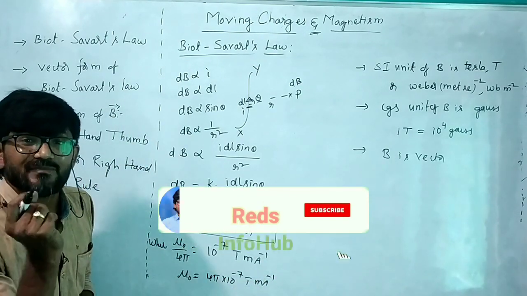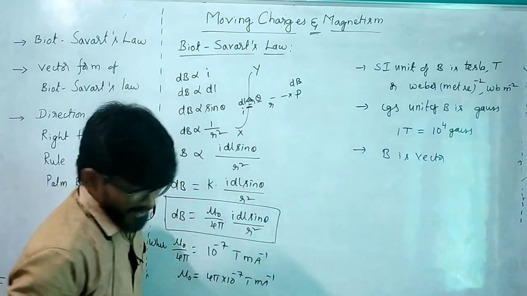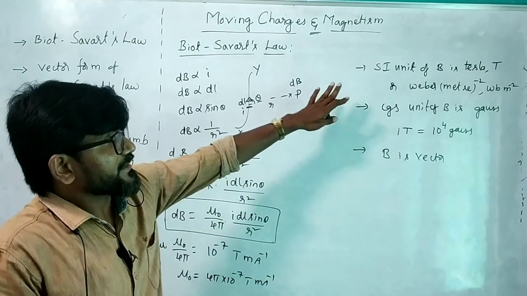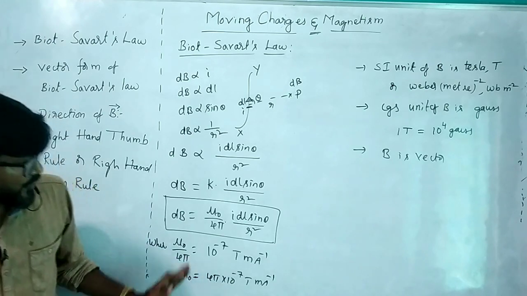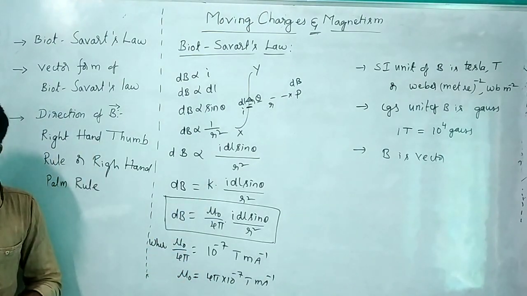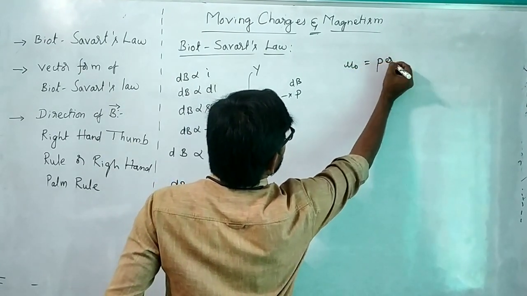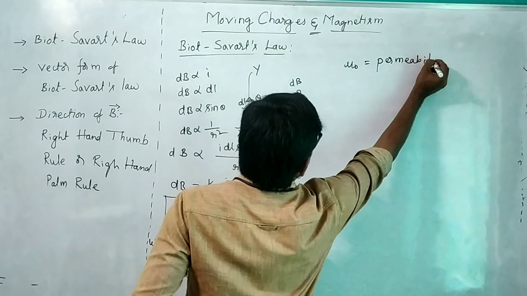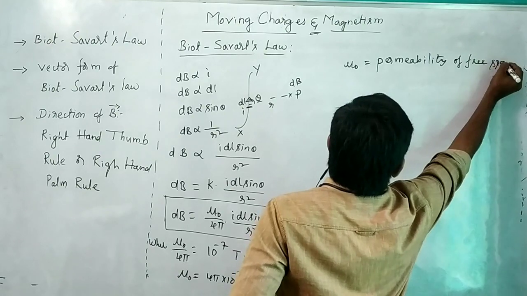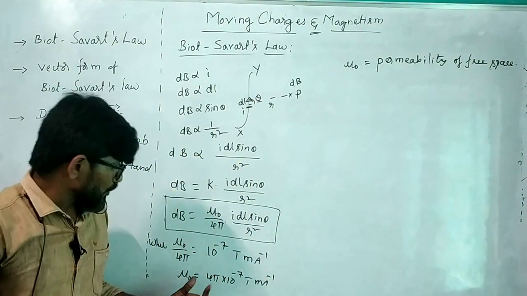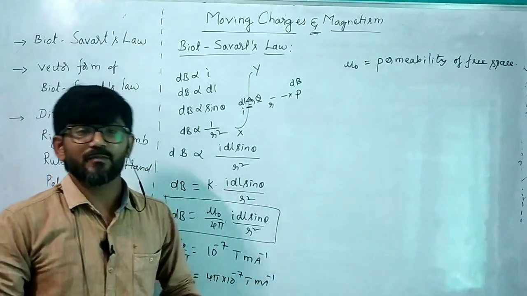This has been given a special name called permeability of free space. What is that? Permeability of free space. I hope you have copied this, or if not, just take a screenshot, then I will go ahead with the remaining part. Mu naught is called permeability of free space. Is it clear? Mu naught in this expression is permeability of free space, and its value is 4 pi into 10 to the power minus 7 Tesla meter per ampere.